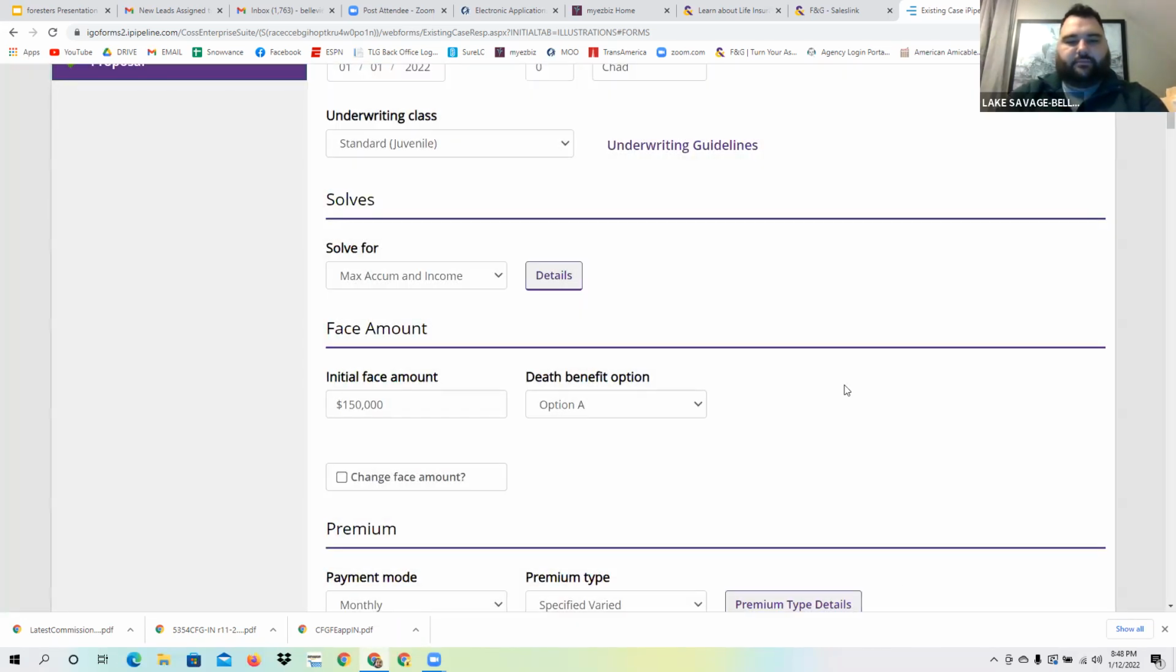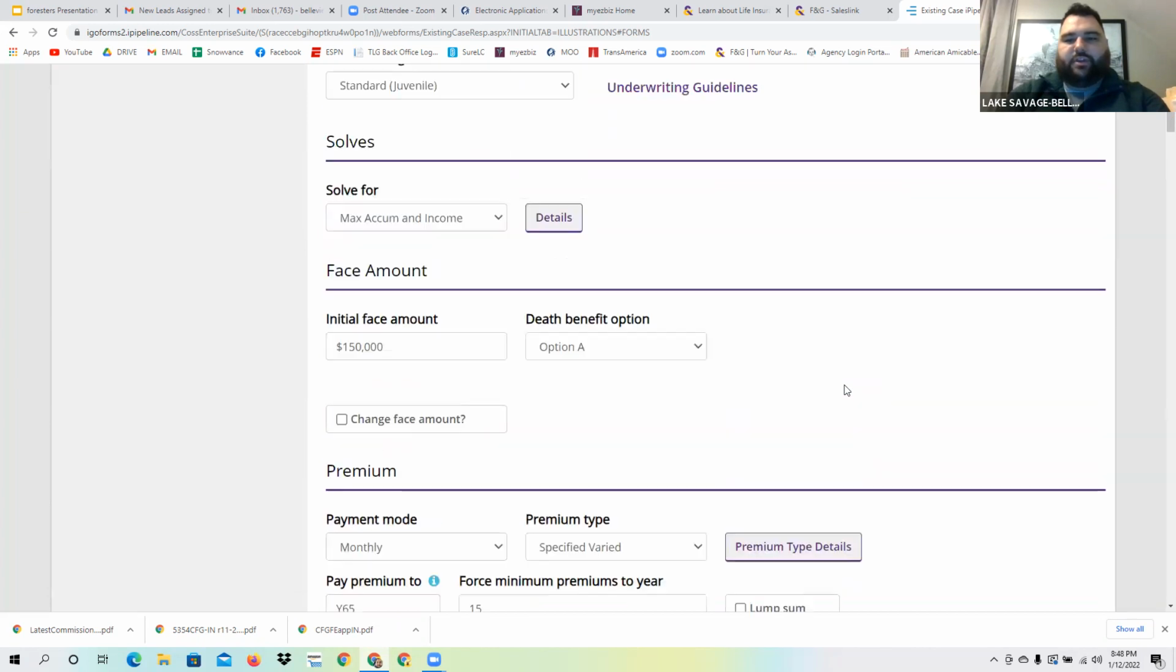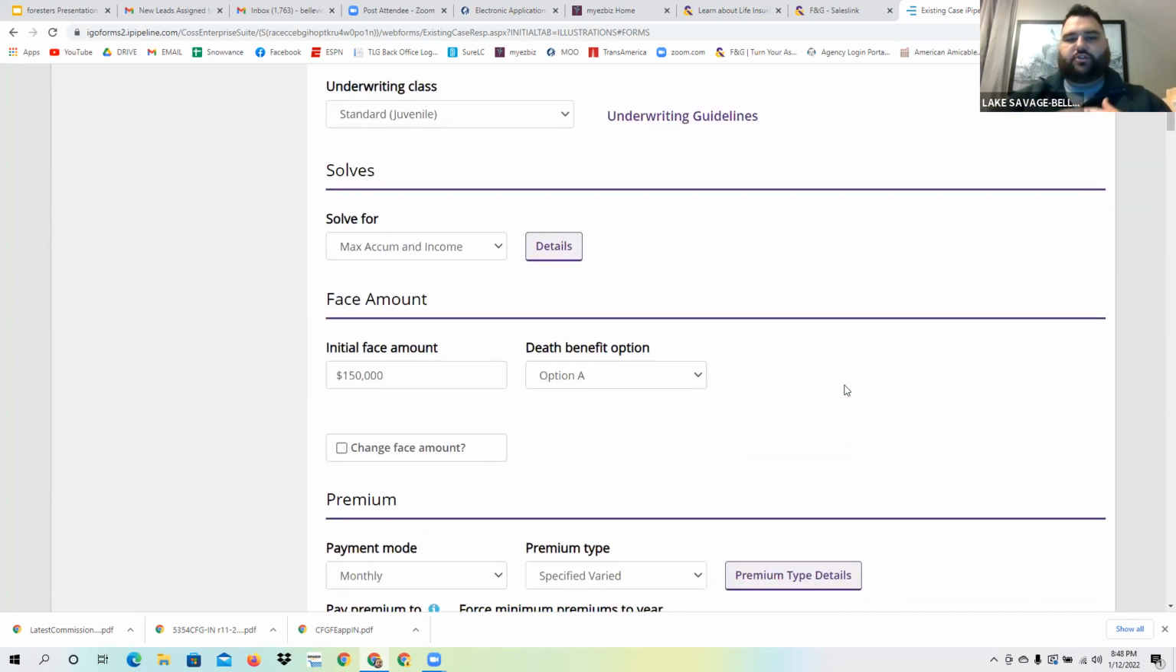And okay. So now with a universal life, what are you trying to do? You're trying to grow as much cash value as possible, right? But hey, it's going to cost you some money because of the cost of insurance, right? So you want to keep the cost of insurance as low as possible. So you want the initial face amount to be as low as possible. As low as it can go with F&G is $50,000. Okay, it can grow pretty much unlimited after that.